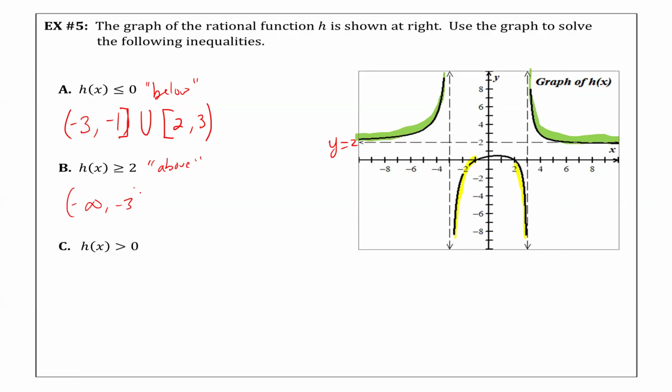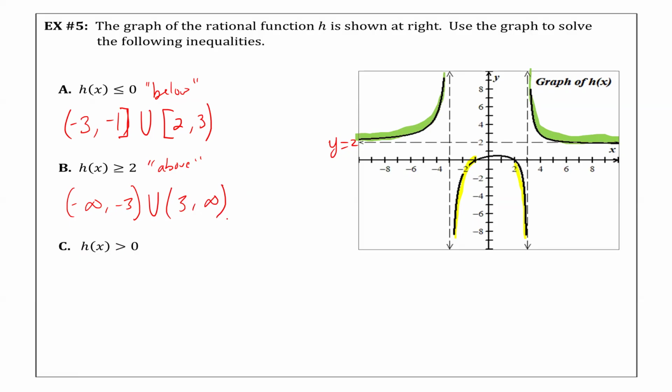If the graph is like this, on the left side, you're always talking to the asymptote. That's because it gives me a value other than 0, right? So I'm looking at above 2. When is it above 2? Well, I'm above 2 from here. Where else am I above 2? What's my last piece? 3 to infinity.